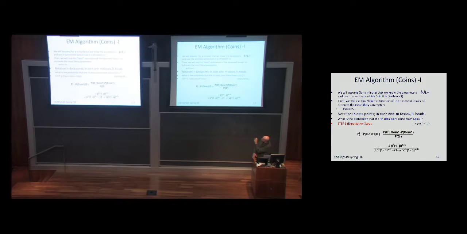So the question is, once you observe the M tosses, you want to estimate where it is coming from. I'm claiming that the probability that the ith data point came from coin 1, which is the P coin, is, just Bayes' rule, P of coin 1 given that I observe the ith data point is P of D given coin 1, P of coin 1, over P of D.